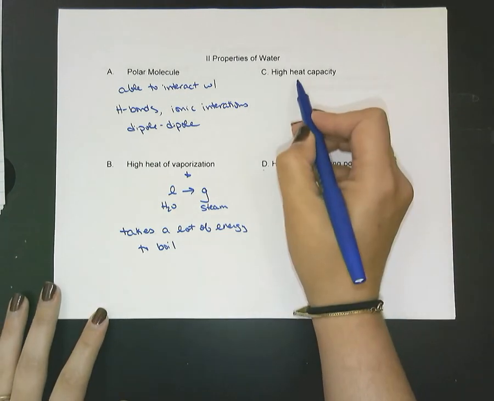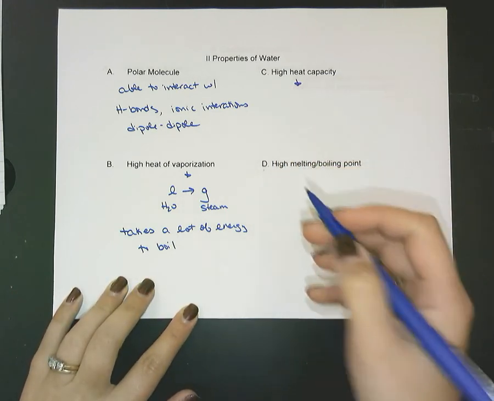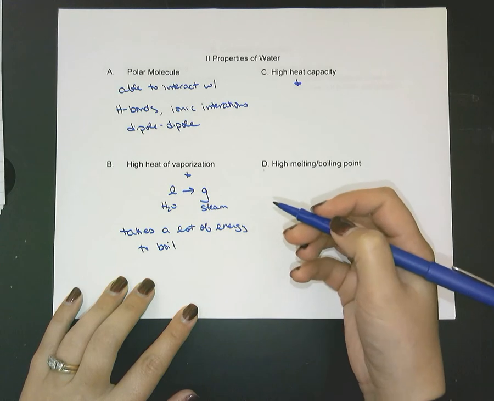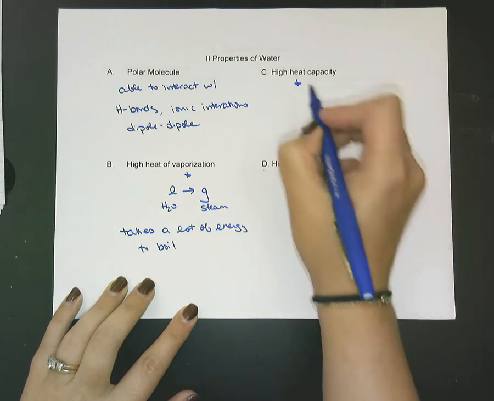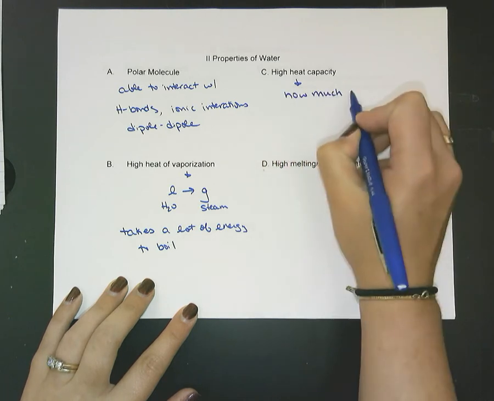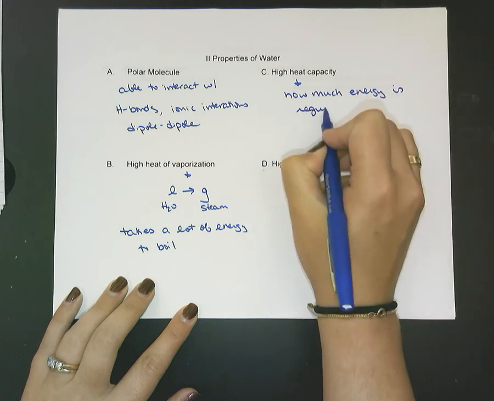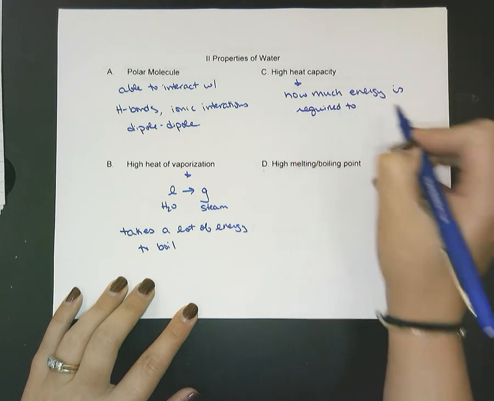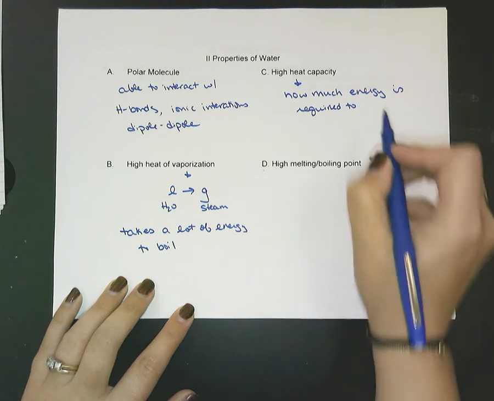All right, high heat capacity. Heat capacity, back from thermo, when you're doing your coffee cup calorimeters, you're measuring the heat capacity of water as one of the things. Anyway, heat capacity is how much energy is required to heat 1 milliliter of water 1 degree Celsius. That sounds vaguely familiar.